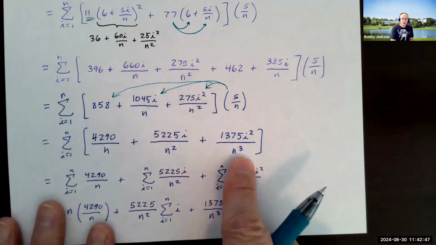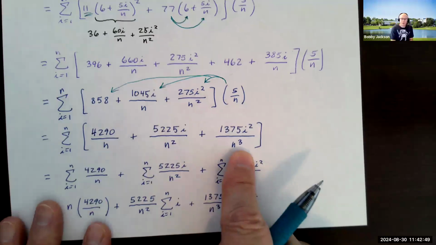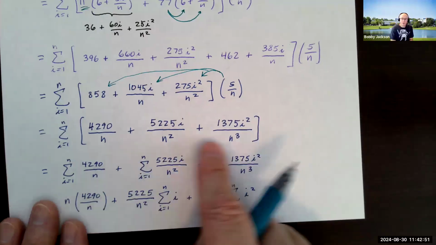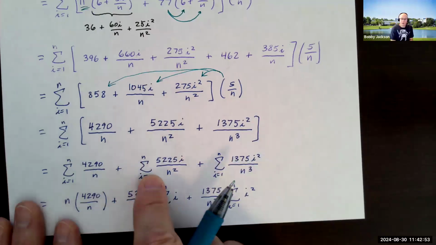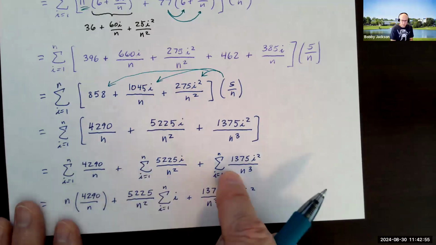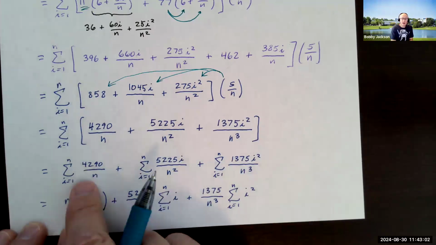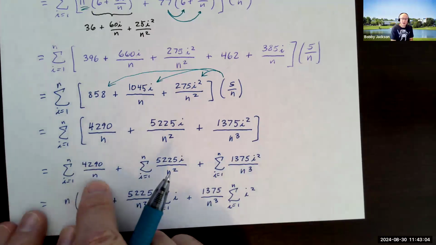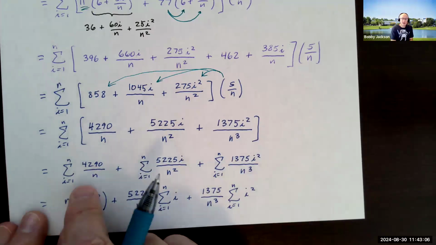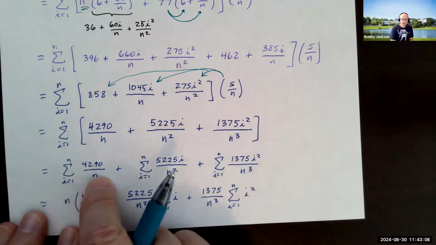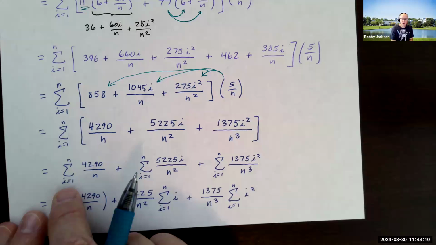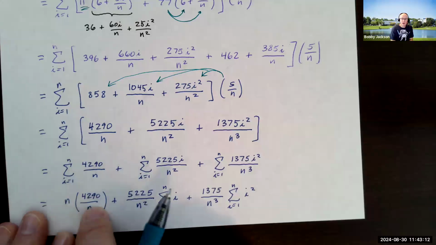Okay. So now I'll use the linearity properties. I'll rewrite this sum as 3 different sums, right? I'll break it up into those 3 different sums. And then just looking at this one, there's no variable here. There's no i. This is a constant, 4,290 over n, and I'm adding it up n times. So anytime you're doing a constant from i equals 1 to n, it's just the constant times n, right? So I'm just going to rewrite it that way. So we've evaluated that sum.